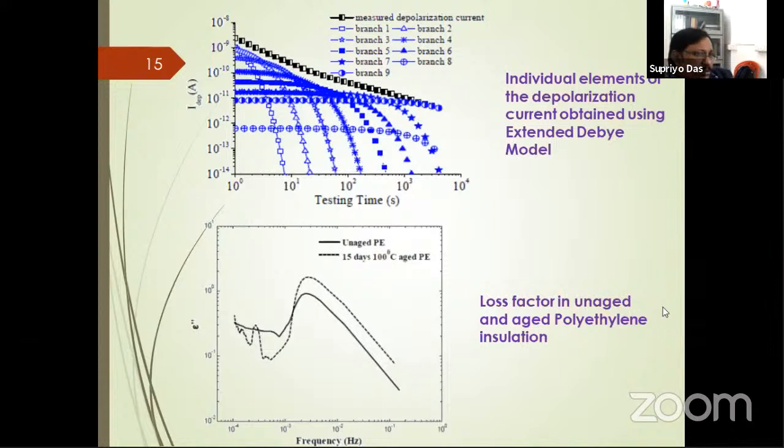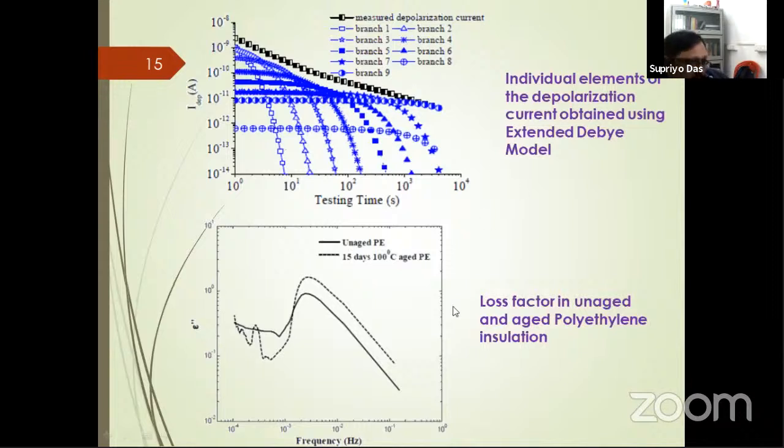For example, I have shown this extended Debye model. If you look at the black one, that is the entire depolarization characteristics, the measured one, segregated into 9 branches, that is R1, C1, R2, C2 and so on. So they have different characteristics and different time constants. So from there we can again analyze, and if we analyze this, we can identify the aging criteria.